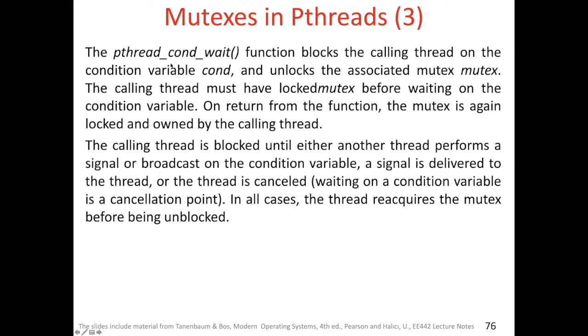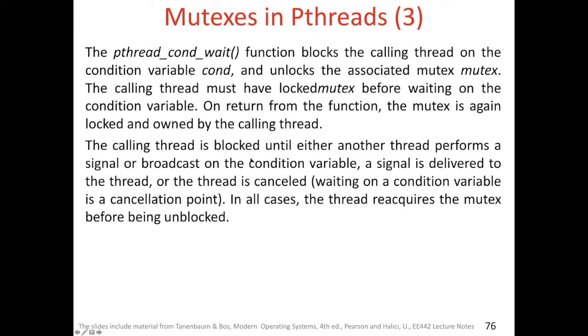The pthread cond wait function blocks the calling thread on the condition variable cond and unlocks the associated mutex named mutex. The calling thread must have locked mutex before waiting on the condition variable. On return from the function, the mutex is again locked and owned by the calling thread.